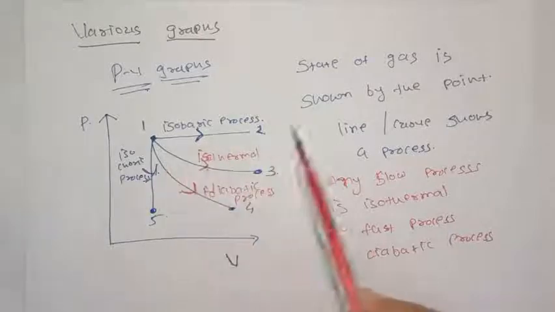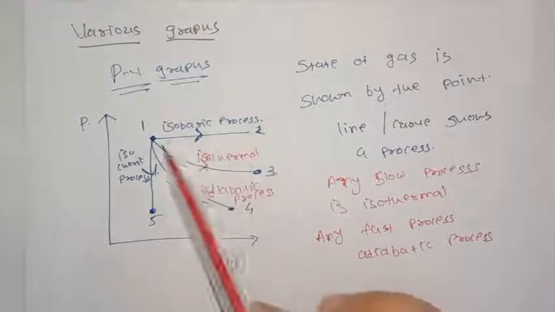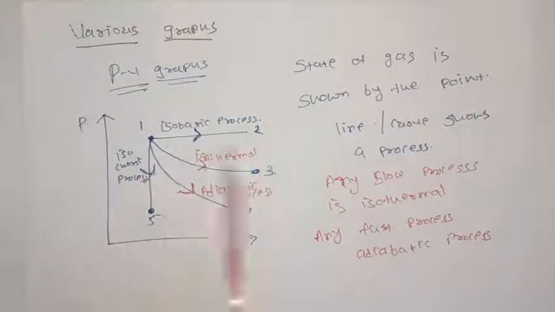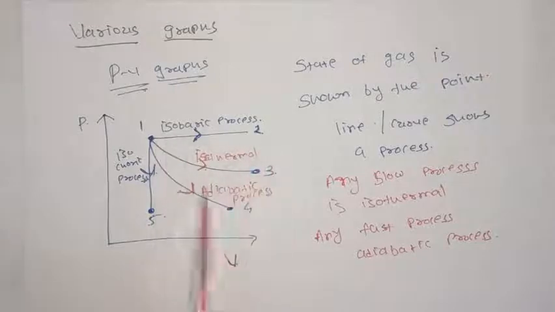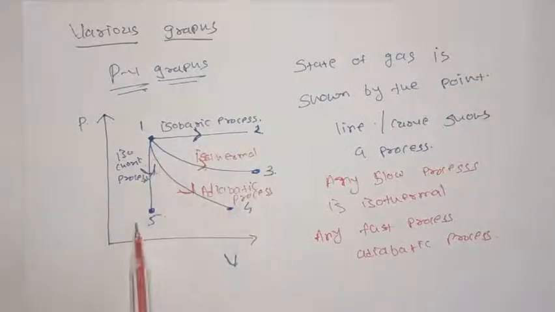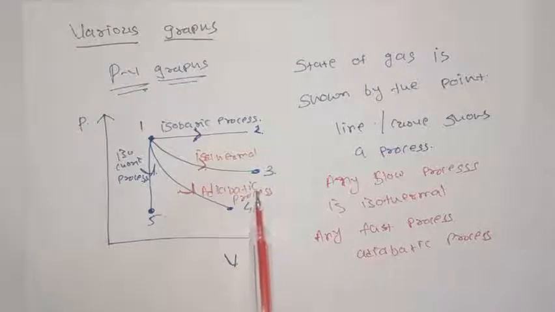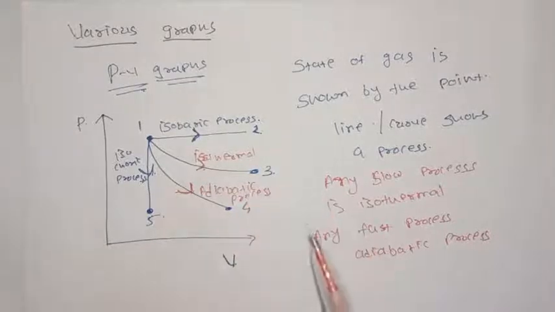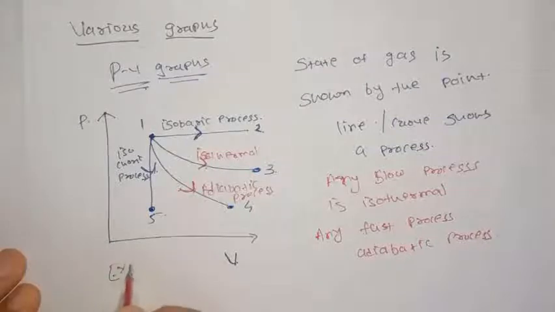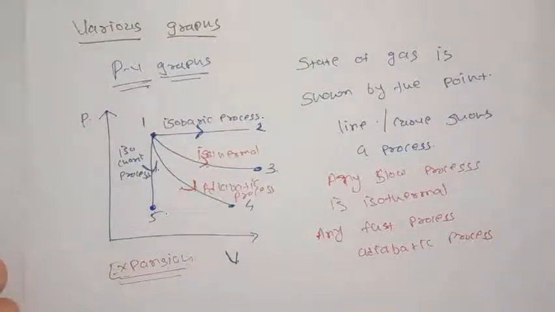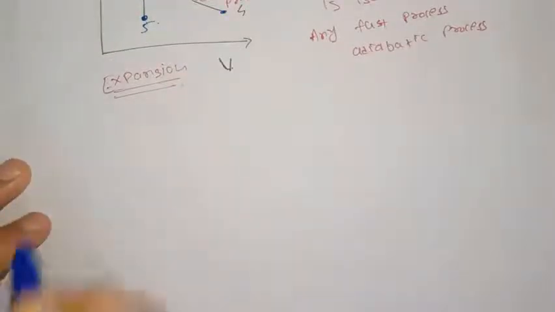In all these processes, from 1 to 2, 1 to 3 or 1 to 4, we can see that the volume is increasing. This is the PV graph for various processes for expansion. We can also draw the graph for compression. So let us see the graph for compression.